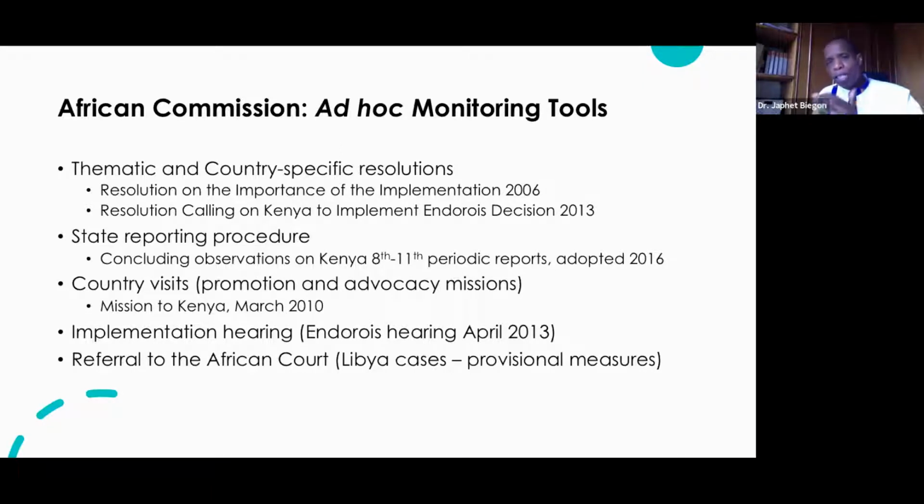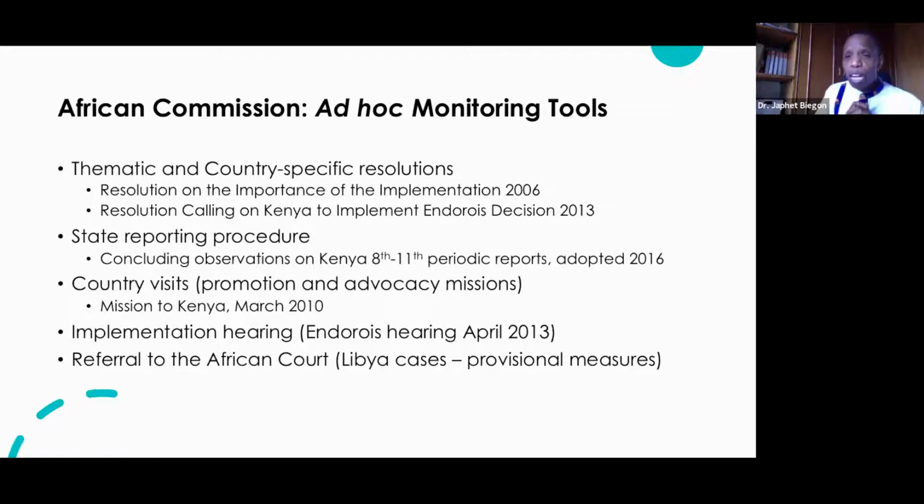And over the period since then, it has used various tools and mechanisms within its mandate to focus and monitor how states comply with these decisions. One, of course, has been the use of thematic and country-specific resolutions. So we see in 2006, the African Commission adopted the resolution on the importance of implementation of decisions. And I think this was one of the highlights in terms of really bringing questions of implementation to the agenda and center of the African Commission.